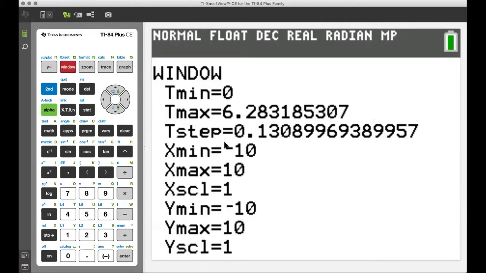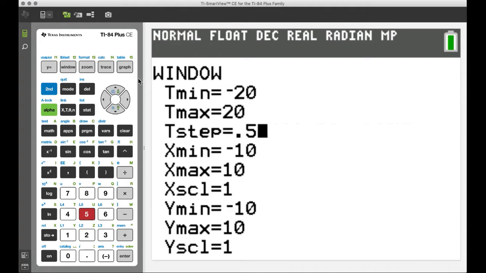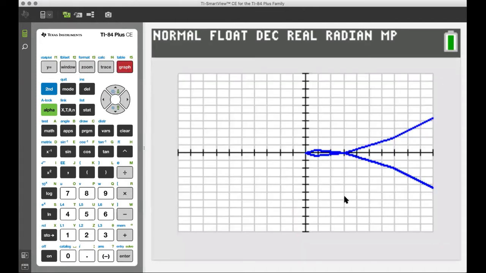If you check out your window, though, I might change my t values a little bit just to widen them and get a better picture of what this might look like. So I'm going to change them to -20, +20, and I'm going to make my t step 0.5. Then if you just hit graph, you'll see that's what we have. We could play with the y values a little bit if we wanted to widen this out. But now we have an idea of what the curve looks like as we seek to determine those intervals on which this curve is concave up and concave down. So let's go back and work through that.